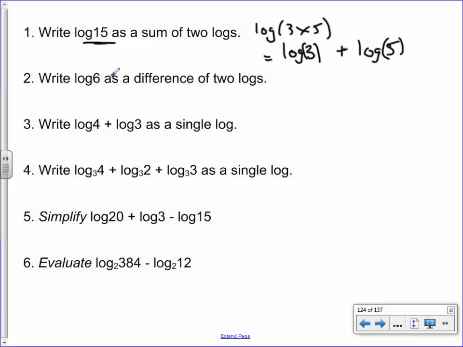How about this one? Log 6 is the difference of two logs. So why don't we write it as, say, log 12 over 2? Does that make sense? Because 12 over 2, like Sean just said, for division, would be equivalent to 6. How do I break this up, then? Want to take a stab at it?